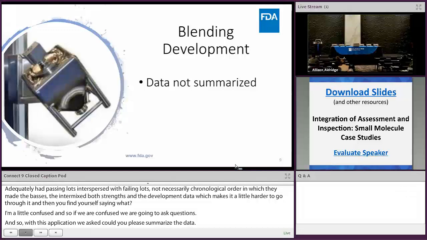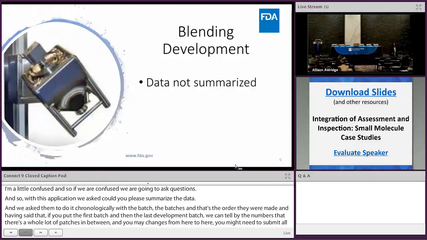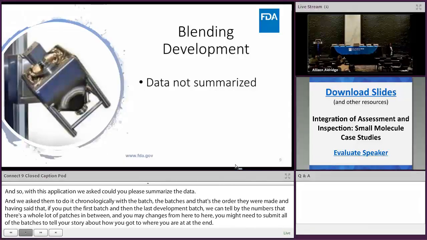And having said that, if you put the first development batch and then the last development batch, but we can tell by the numbers that there's a whole lot of batches in between, and you've made changes from here to here, you might need to submit more of the batches to tell your story about how you got to where you were at the end. So it's better to submit all of your development batches in order. Now, I'm not saying if you've got 1,000 batches, you submit all 1,000. But you submit enough to tell your story.